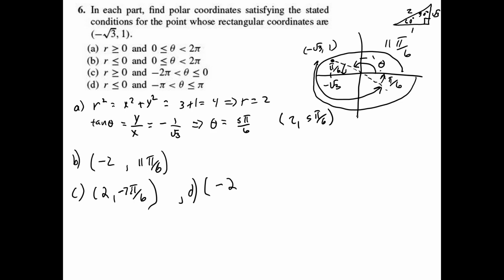And you can see that if we drop down negative pi over 6, my positive x-axis will be here. We'll shoot up in the opposite direction and end up there. So negative 2 comma negative pi over 6. And there we go.